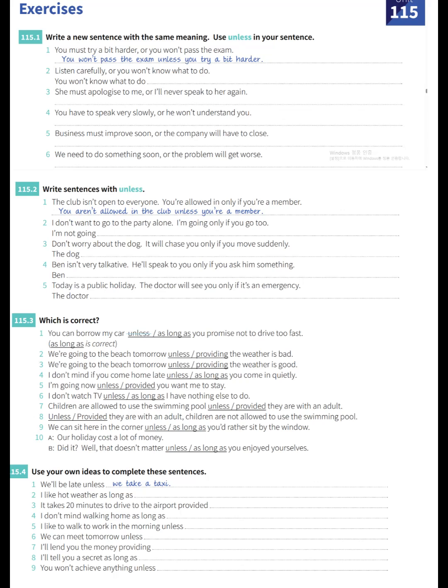Which one is correct? You can borrow my car unless or as long as you promise not to drive too fast. As long as is correct. The second one: we're going to the beach tomorrow unless or providing the weather is bad. Unless the weather is bad. We're going to the beach tomorrow providing the weather is good.